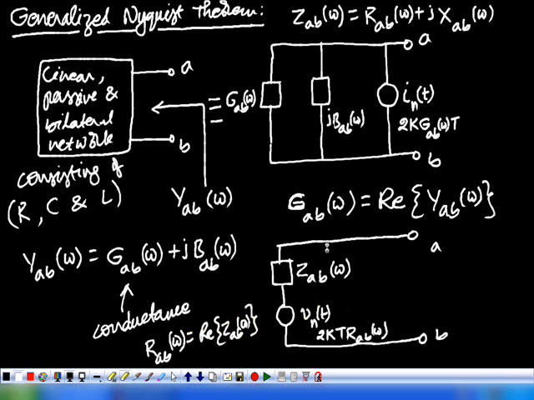So I can also draw this. This is R. What is this? This is j into XAB of omega. They are in series. Therefore, this network can be replaced by this. A generalized linear passive bilateral network can be replaced by a noiseless impedance in series with a noise voltage source with power spectral density 2 kT RAB of omega. Here, the same network is replaced by a noiseless admittance in parallel with a noise current source with power spectral density 2 kT GAB of omega. So this is the generalized version of the single resistor case.